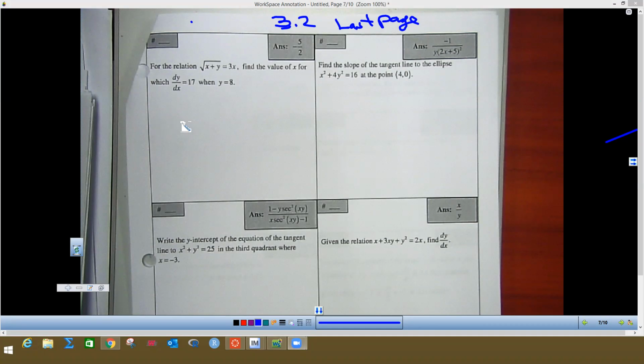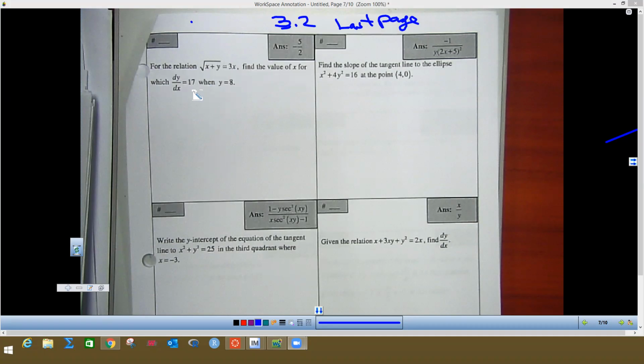All right, so this is the 3-2 worksheet, last page, top left and the bottom left. All right, so top left. We have this relation, find the value of x for dy dx equaling 17.